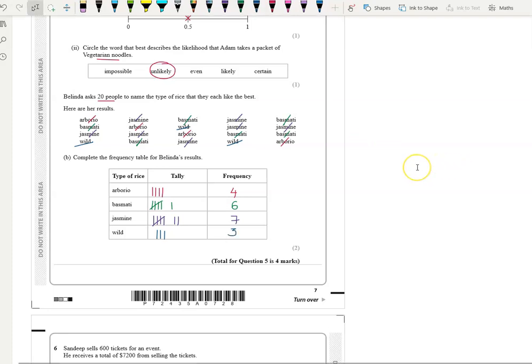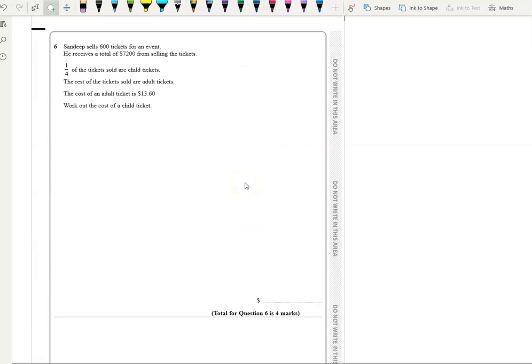Okay, moving to the next question. Sandeep sells 600 tickets for an event. He receives a total of 7,200 from selling the tickets. 1/4 of the tickets sold are child tickets. The rest are adult tickets. The cost of an adult ticket is 13.60. Work out the cost of the child ticket.